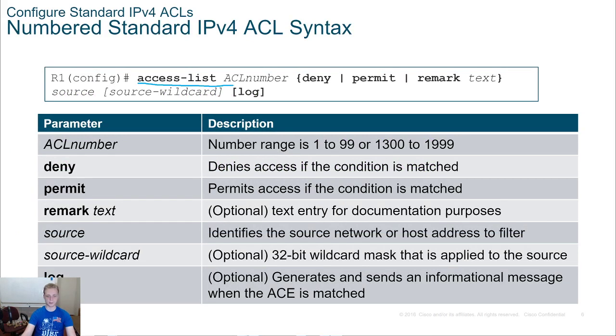After this access-list command, then we have our ACL number. Very important. Of course, 1 through 99, and 1300 to 1999. Those are going to be our ranges for these standard ACLs. If you need an extended ACL, you'll put a different range for them. After we specify the ACL number, we're going to either deny, permit, or leave a remark.